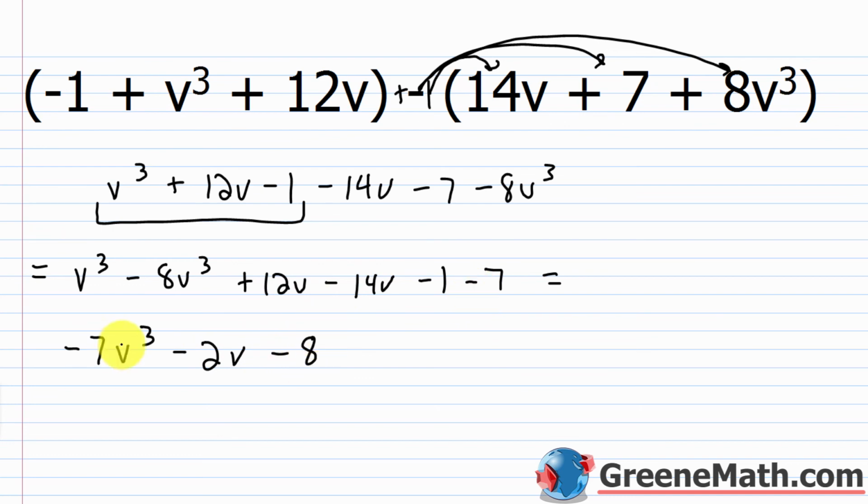And notice how this is already in standard form for me. I have v cubed, v to the first power, and you can think of this as v to the power of 0. So it's in standard form. So negative 7v cubed minus 2v minus 8. That's your answer.